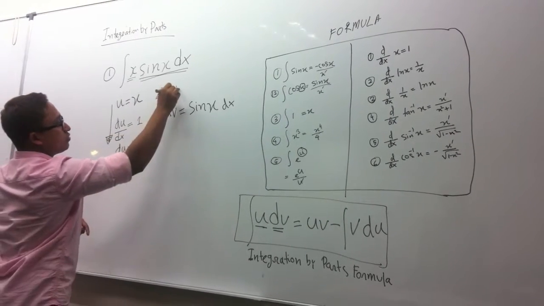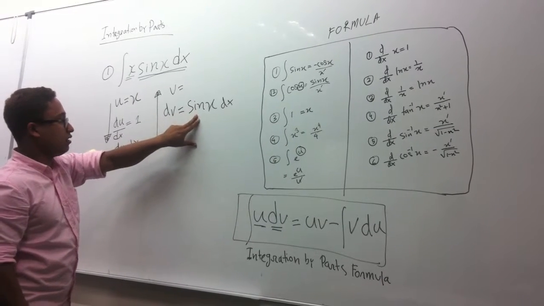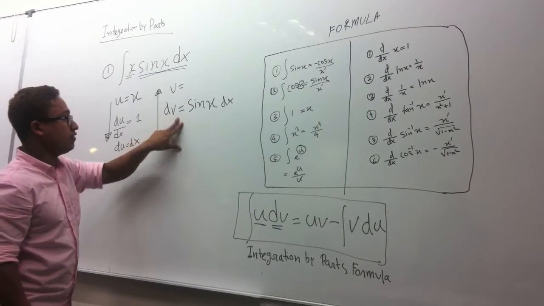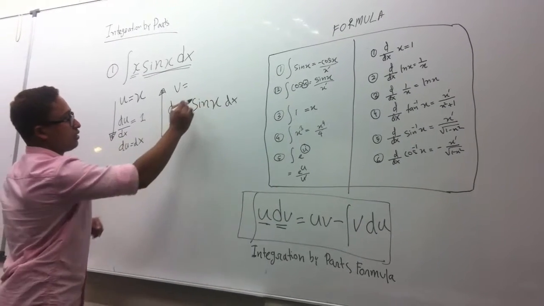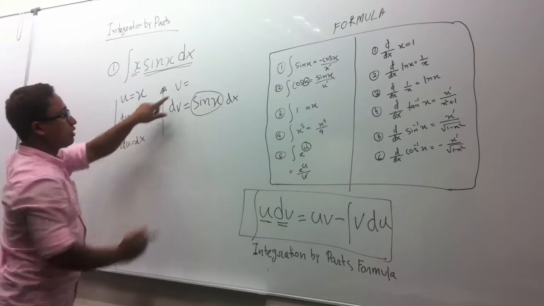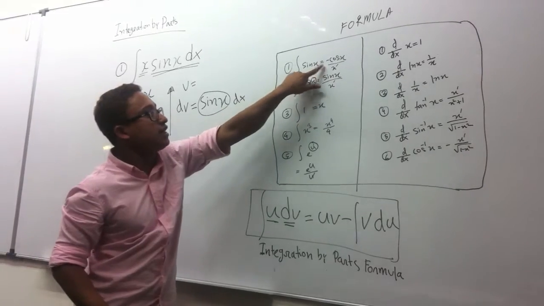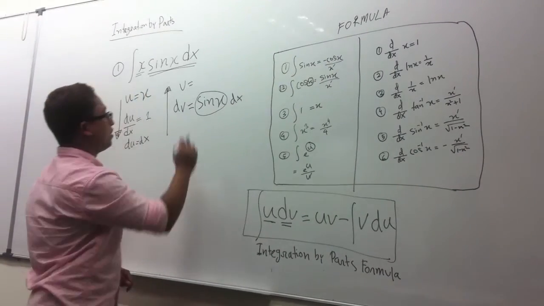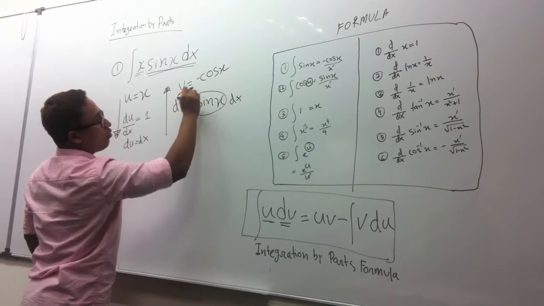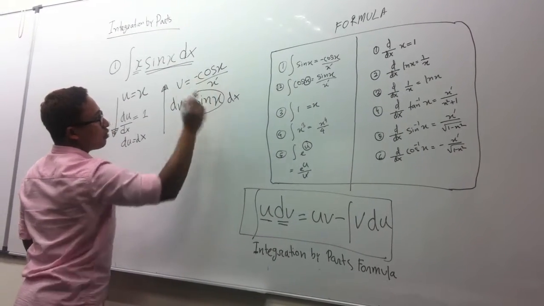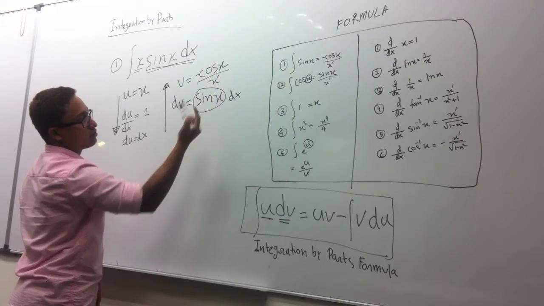Now sin x dx is our dv, so we have to find v. How can we find it? We have to integrate this part, then we can get back our v. What is the integration of sin x? You can see integration of sin x is negative cos x over x prime, where x prime is the differentiation of x. Differentiation of x is only 1.